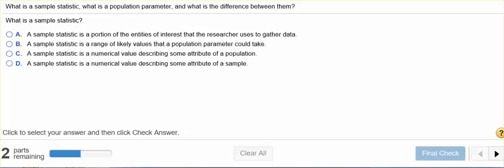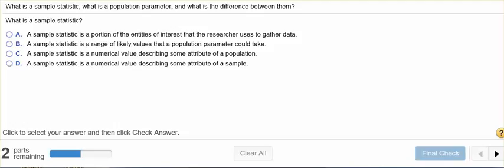Hello, this is the first of several videos that will go over questions from the homework. And this particular section is section 1.1. And we start with a discussion of vocabulary. What is a sample statistic, a population parameter, and the difference between them?